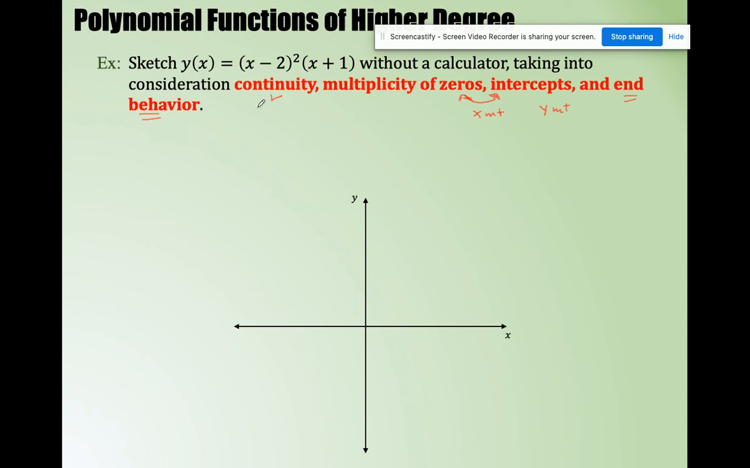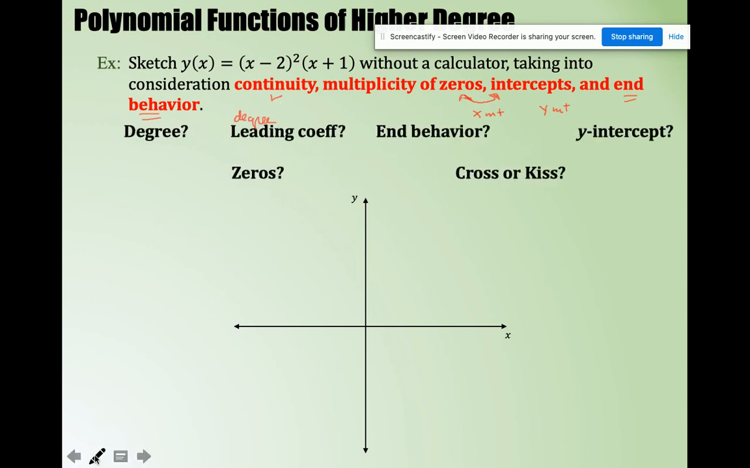So this is a polynomial. What degree? Not second degree. X squared times what? X to the first means it's a degree 3, right? What's the leading coefficient? Positive x times positive x is positive 1x squared, times positive 1x is going to give me positive 1x cubed. Therefore, what's the end behavior? Like a line with a positive leading coefficient.